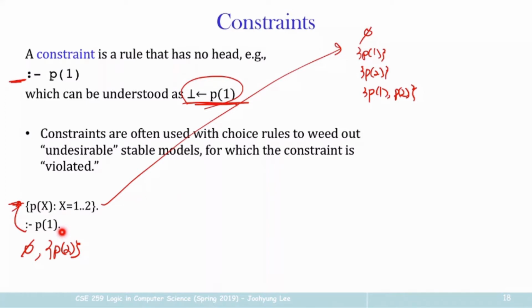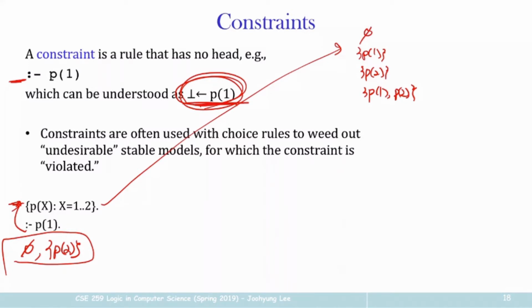Anna says no, right? P of 1, P of 2 does not satisfy the last one because it contains P of 1. This is the interpretation that makes P of 1 and P of 2 true. So under that interpretation, P of 1 implies bottom is false. Remember this one, P of 1 implies bottom. When does this become true? P of 1 implies bottom is true when P of 1 is false, right? The last one says P of 1 is true, so it cannot satisfy the constraint. So the answer is only these two.